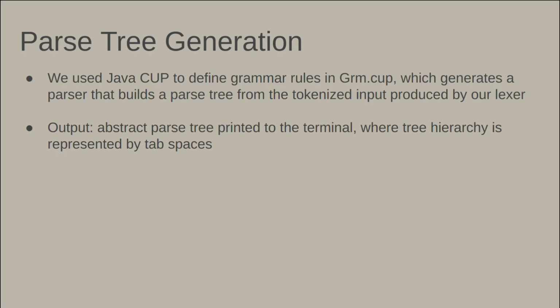All right, so for parse tree generation, we leverage Java Cup to define different grammar rules that would then generate a parser. That would build a parse tree from tokenized input produced by our Lexer. To demo this parse tree generation, we're going to be printing our abstract parse tree in the terminal where the tree hierarchy is represented by different tab spaces.